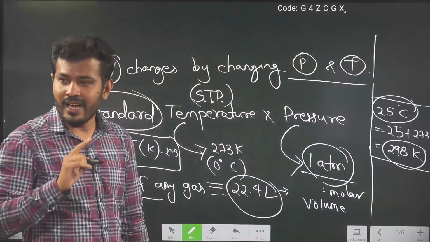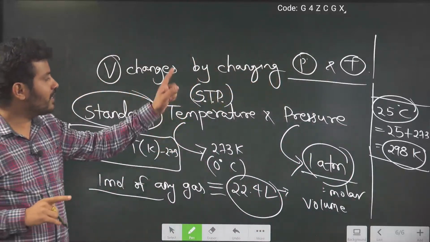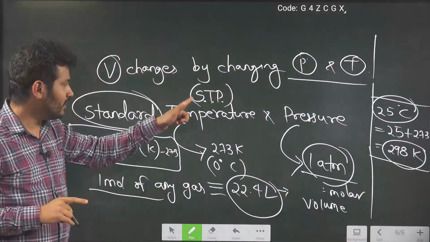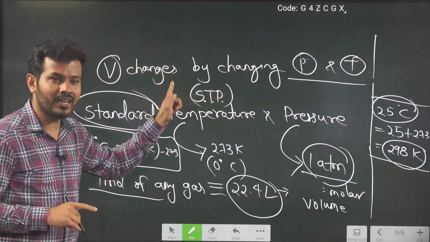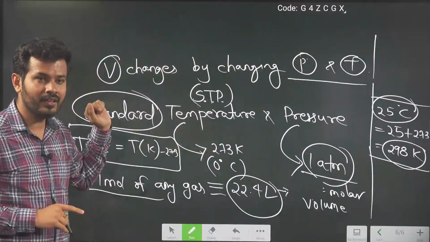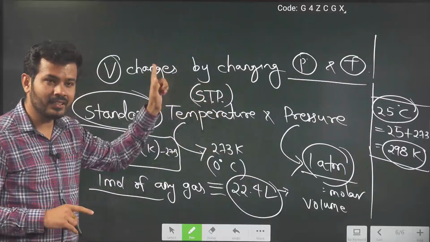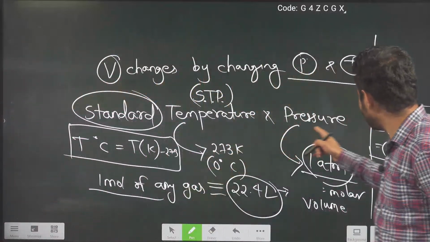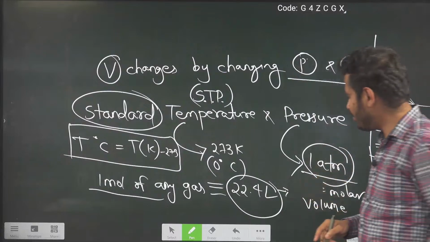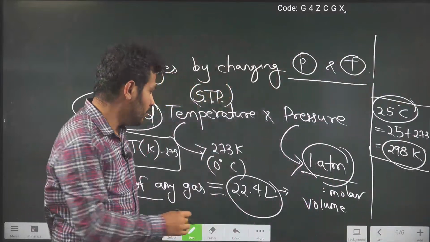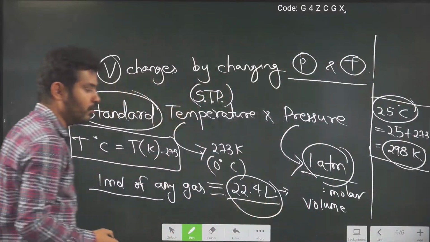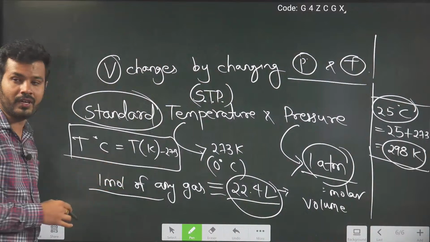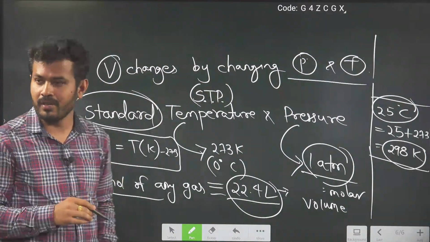What I'm saying is STP stands for standard temperature and pressure. And what is the standard temperature? The standard temperature is 273 Kelvin. What is the standard pressure? The standard pressure is 1 atm. If the condition is standard temperature and pressure, then at that point of time we will have the volume of gas to be 22.4 liter if you are taking 1 mole of gas, whatever the gas may be.